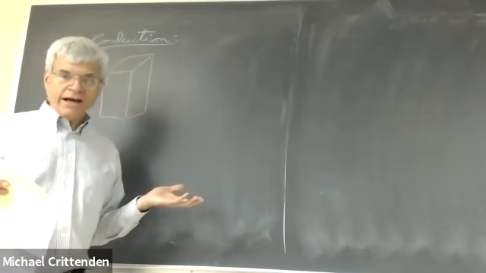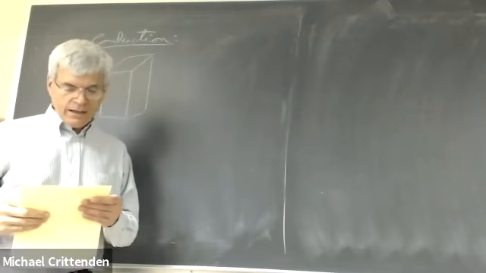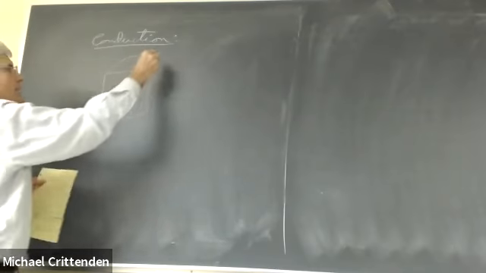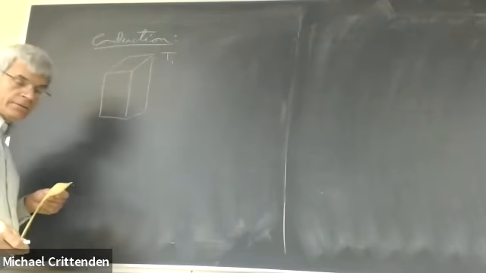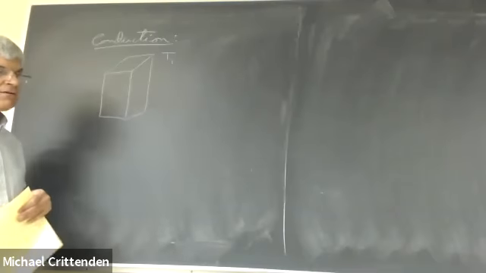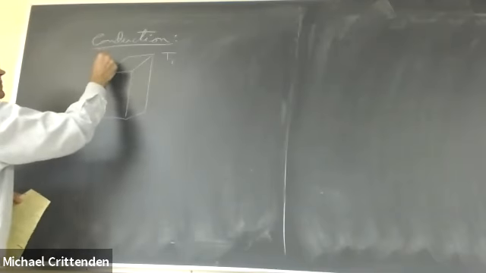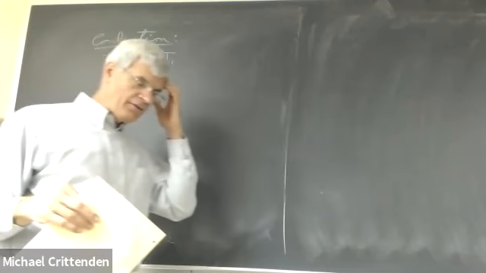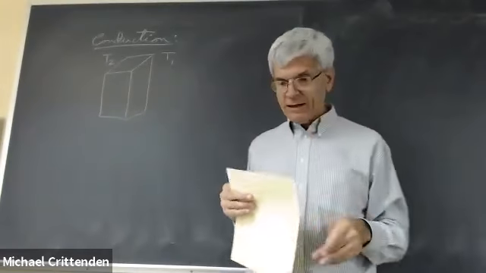Could be a pane of glass in a window in somebody's house. And the outside of the house is some temperature T1. Maybe it's 40 degrees Fahrenheit outside. T2 is the temperature of the other side of this pane of glass. Maybe it's 70 degrees Fahrenheit inside the house.